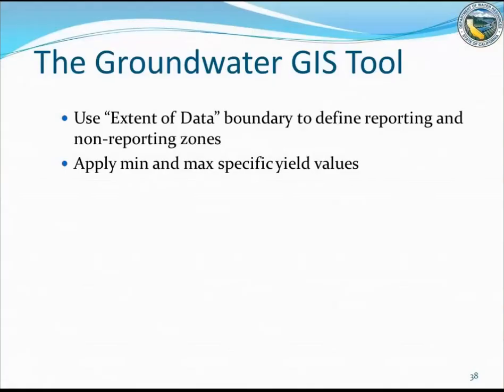So we're getting close to the home stretch here. We have our change surface. Now we need to apply our extent of data boundary to determine where the reporting and non-reporting zones are. And then after that, we'll apply our minimum and maximum specific yields to convert that total volumetric change to a change in groundwater in storage.